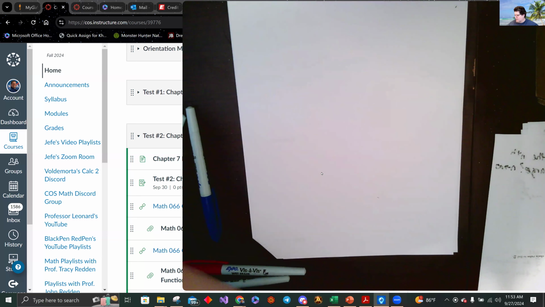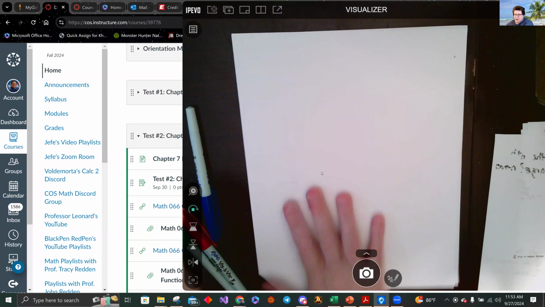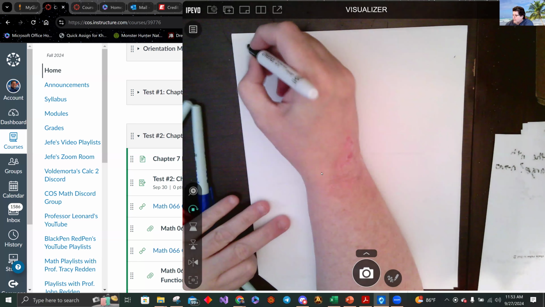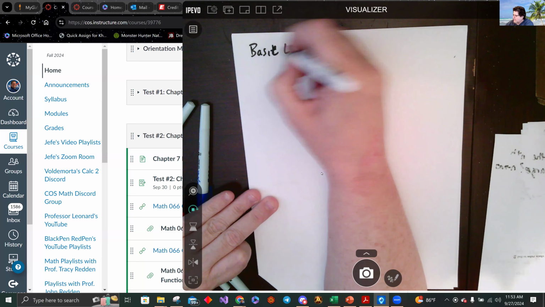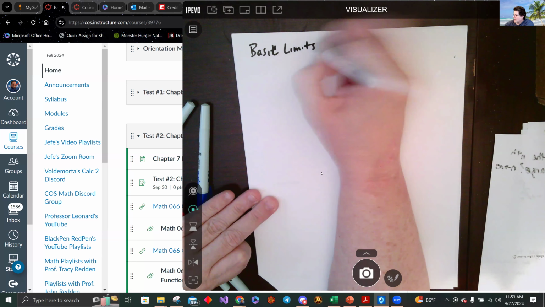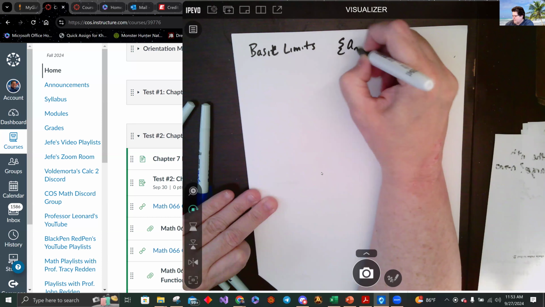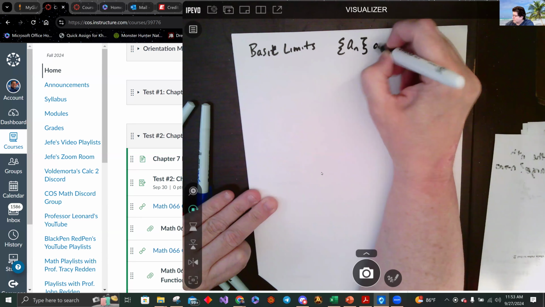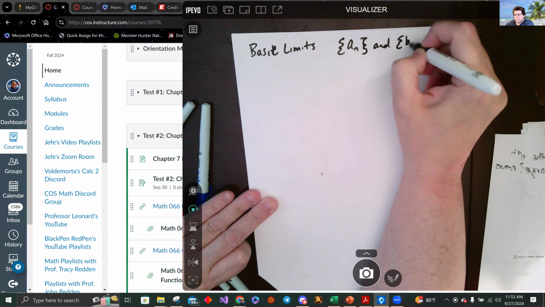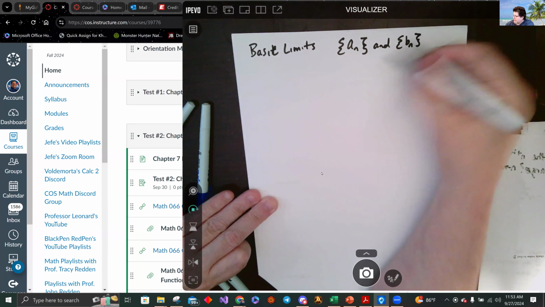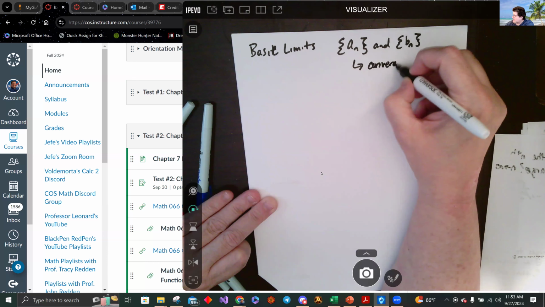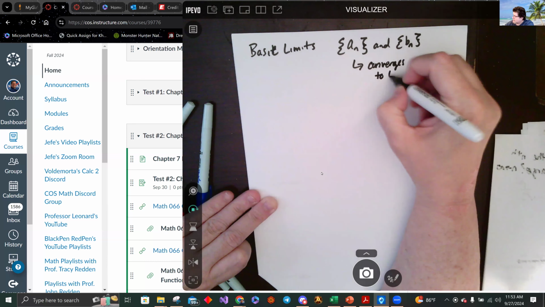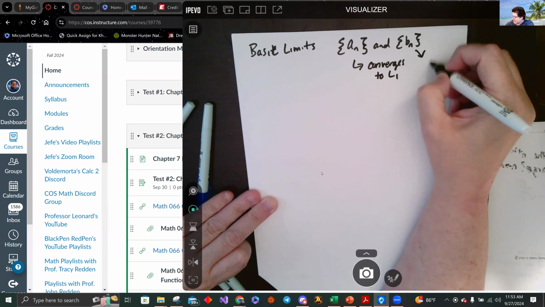Our limit properties all apply. Just go through them real quick. Basic limits for sequences. If I've got sequences a_n and b_n, and this one converges to L1, and that one to L2.